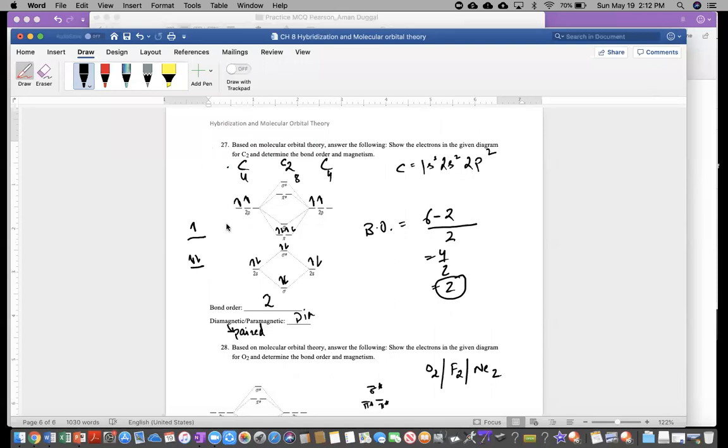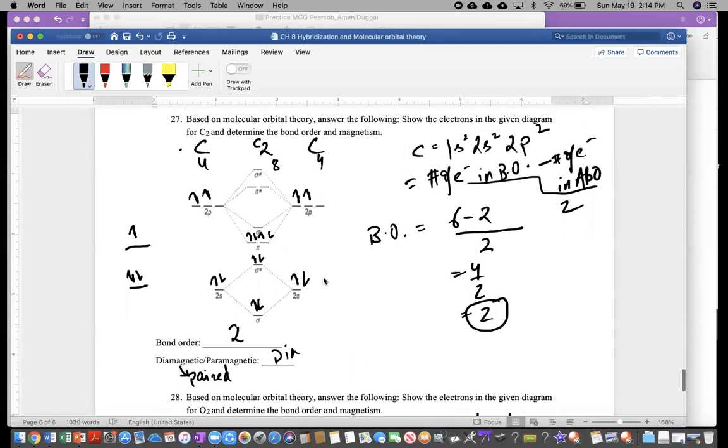I got a question on that actually. For the bond order, how'd you get that 6 minus 2, just to make sure? Okay. So the bond order is the number of electrons in bonding orbitals minus the number of electrons in anti-bonding orbitals, that whole thing divided by 2. You see the ones without the stars are bonding orbitals. The ones with the star are anti-bonding.